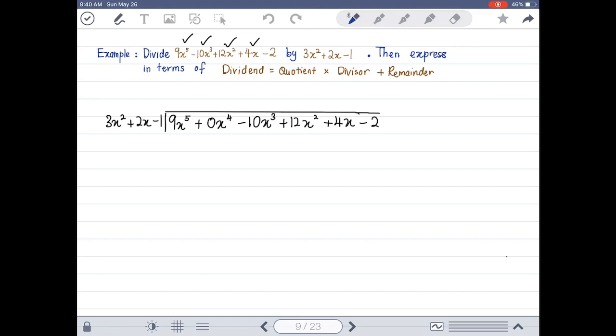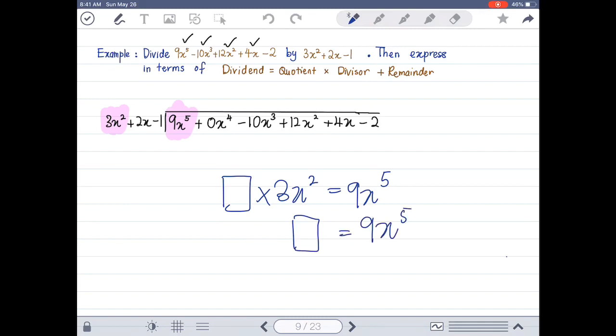What times 3x squared should get 9x to the power of 5? So that what is equal to 9x to the power of 5 divided by 3x to the power of 2. So we get 3x to the power of 3. So write down there 3x to the power of 3.